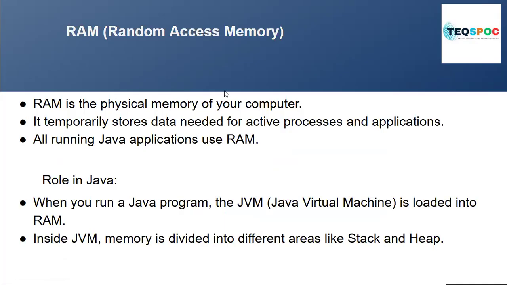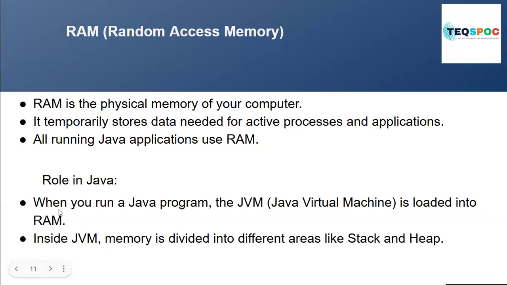Now coming to memory. From school time, a computer has memory. The memory name is RAM, that is random access memory. Here RAM is the physical memory of your computer. It temporarily stores the data needed by an active process or application. The data will be stored in RAM, and when the system runs, it will take the data from the RAM and run the application. All running Java applications use the RAM.